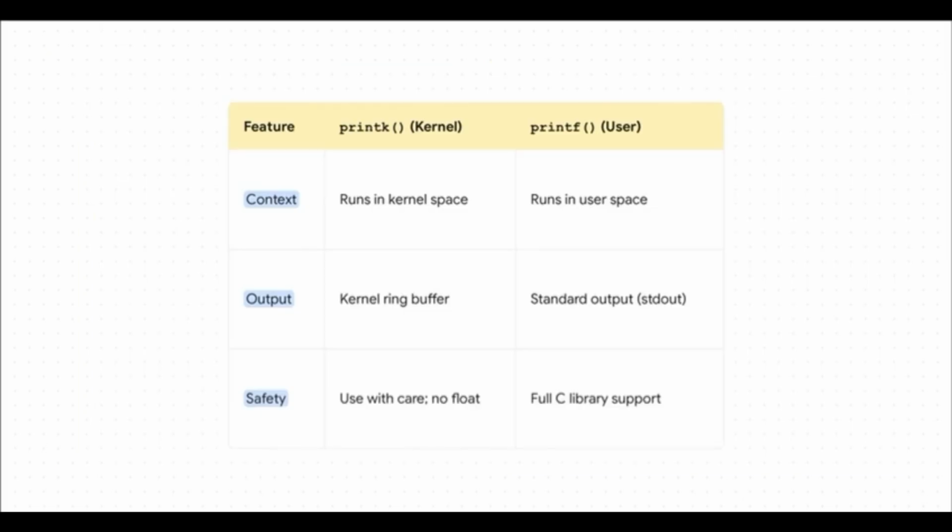But what about debugging? How do you print a message from inside your driver? You can't just use printf. Remember, we're in the kernel's kitchen now, not the safe dining room. Printf is a user space thing. The kernel has its own version called printk. It works in a similar way, but it writes its output to a special safe place called the kernel ring buffer, and it has some important limitations, like no floating point math, to make sure it doesn't destabilize the whole system.